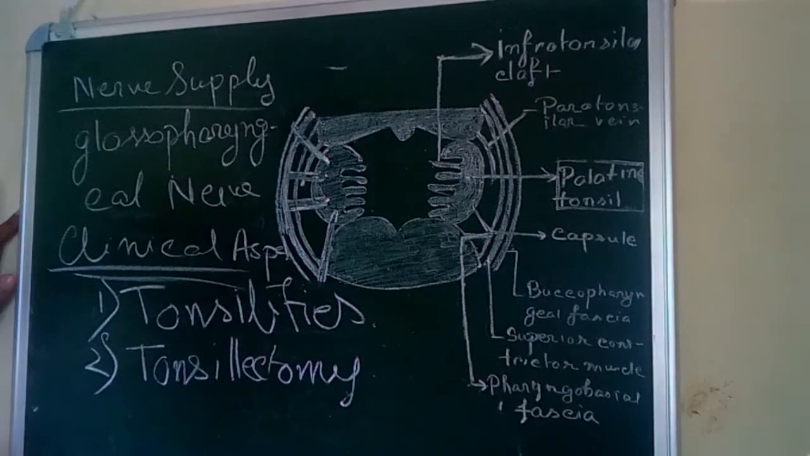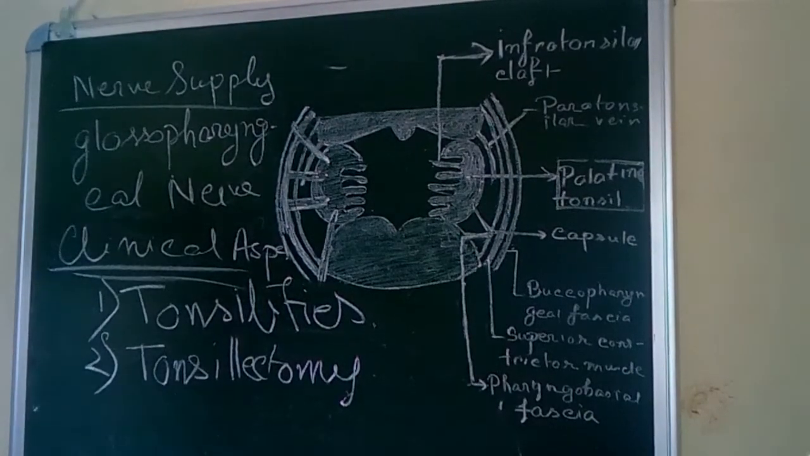And injury to the paratonsillar vein during surgery is an important cause of hemorrhage. This is usually controlled by applying pressure. So this was the applied anatomy of the tonsil, that is tonsillitis and tonsillectomy.